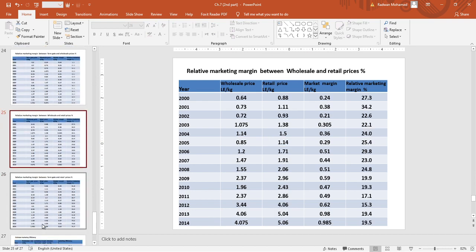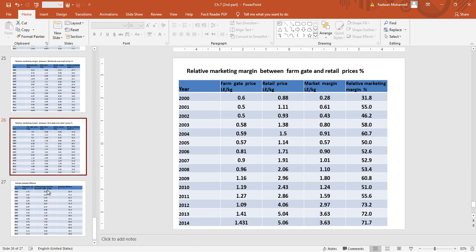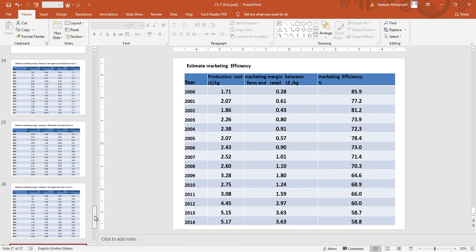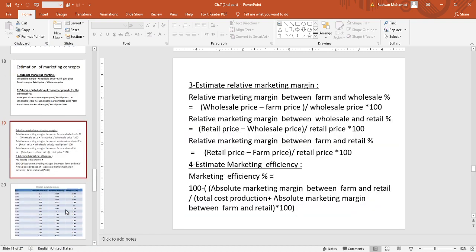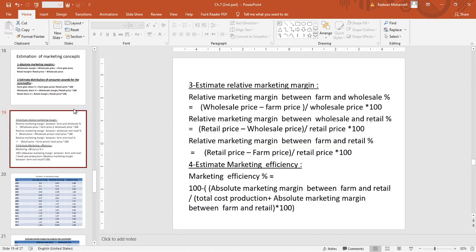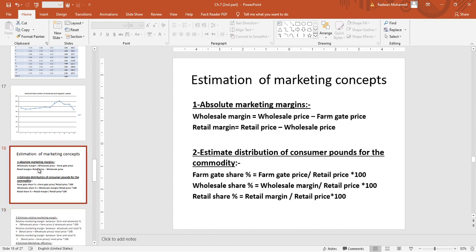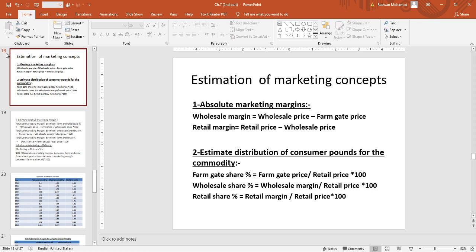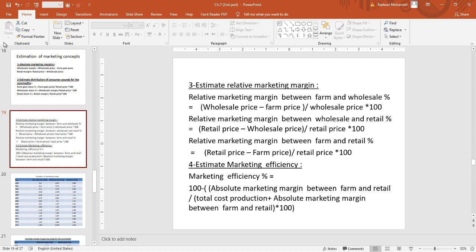If I want to calculate something like the marketing efficiency, it will also be calculated from the equations above. So in order to guarantee the second part of this chapter, you have to focus on those two slides, slide number 18 and slide number 19. If you memorize these laws, you will be able to calculate any requirement in the exam.